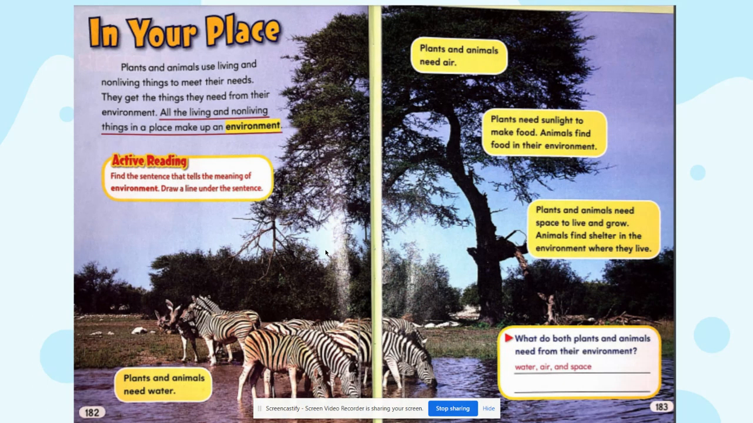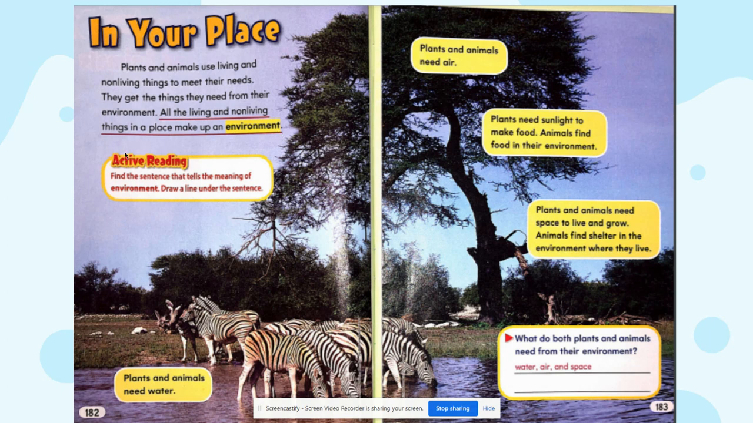Now on page 182, it says in your place. Looking at the first paragraph, it says plants and animals use living and non living things to meet their needs. They get the things they need from their environment. Remember, an environment is always going to have living and non living things. All the living and non living things in a place make up an environment.